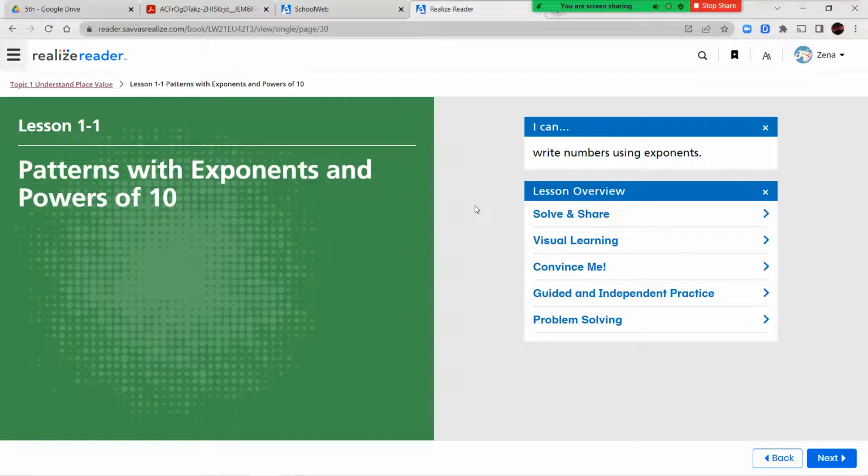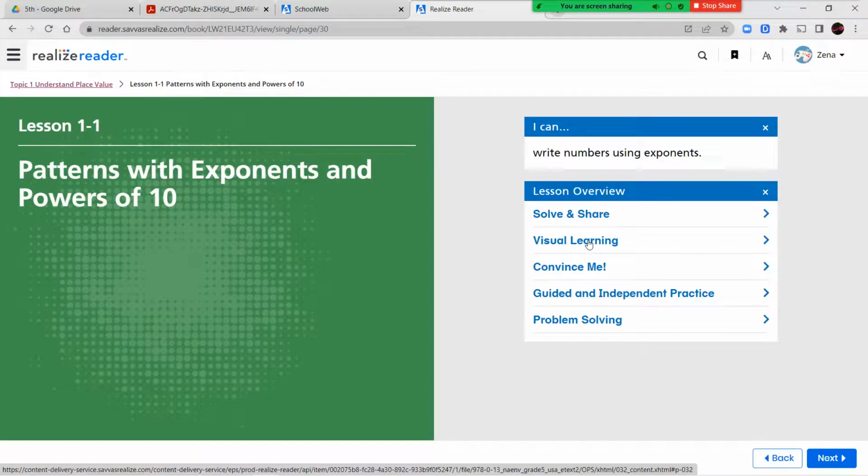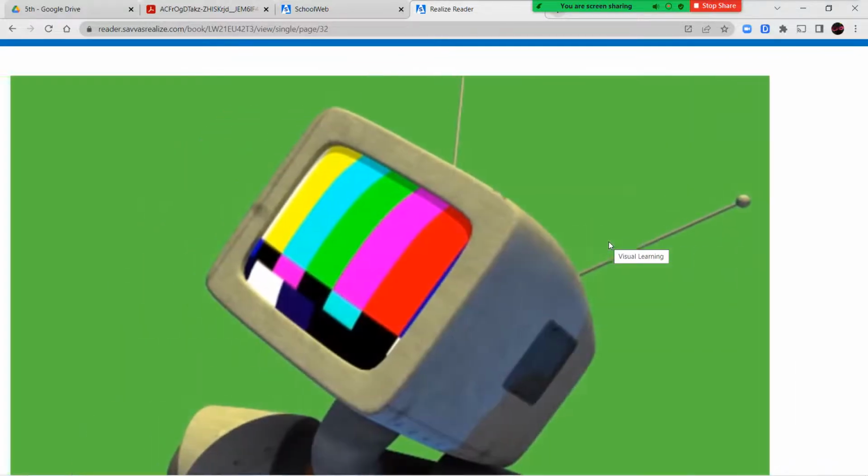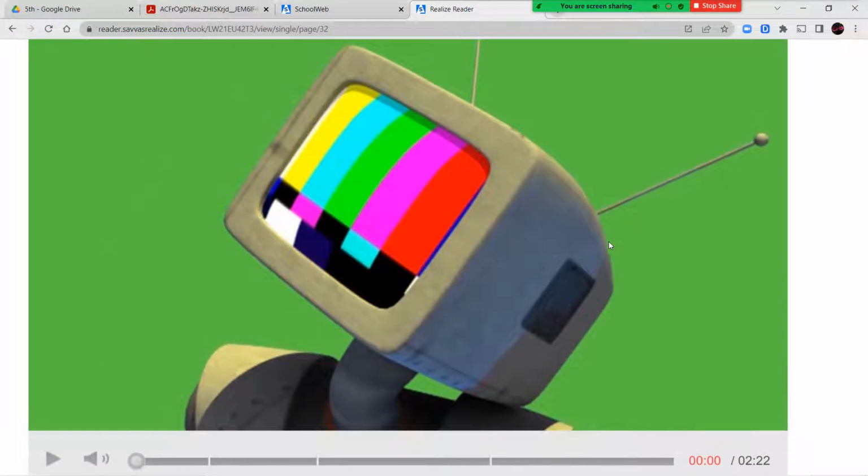Now, our guiding question for this lesson is, how can you explain patterns in the number of zeros in a product? So we're going to think about the different patterns we see in numbers that have zeros in them as part of the product. Let's take a look at our short video lesson, and then we're going to jump into our notes and our guided practice together.